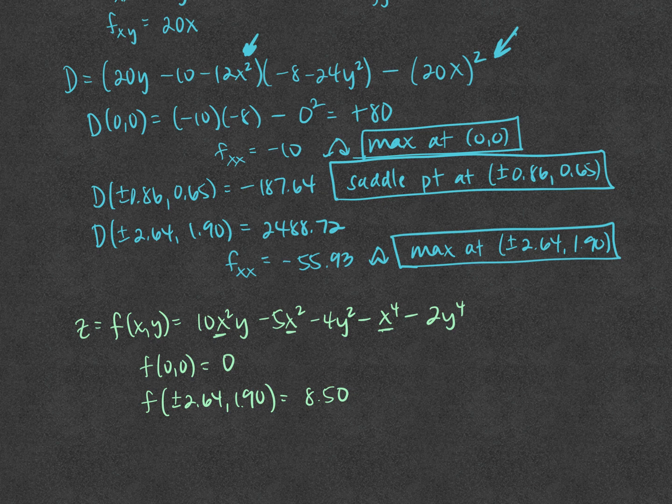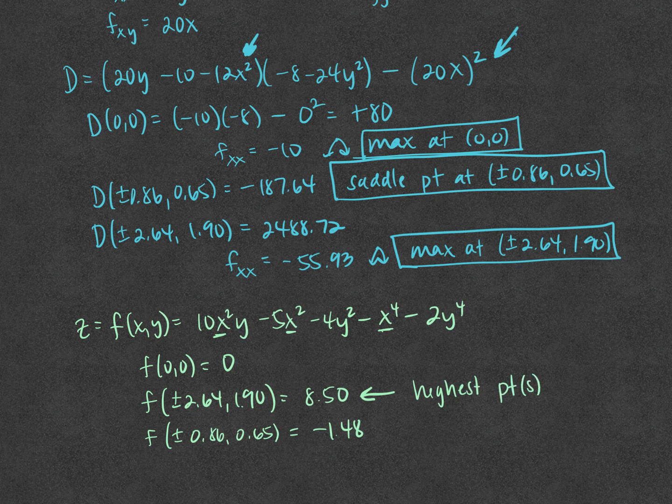We should probably check the third one just to be sure. I'm pretty sure it's not, because we have maximums and that's a saddle point, but 0.86, 0.65. When we plug those in, again, I'm only going to do one of them. We have negative 1.48. Pretty sure your saddle point will not be your maximums. So this right here are the maximum, the highest points.